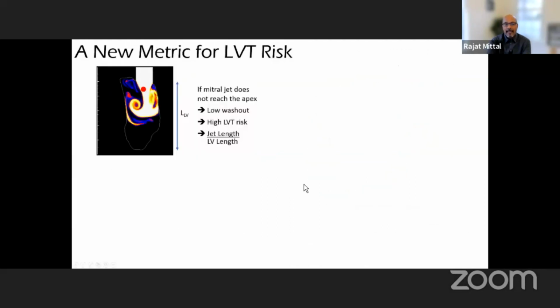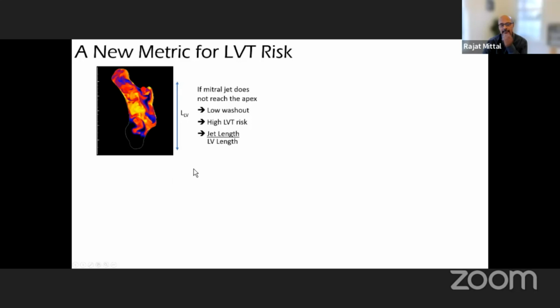So based on these simulations, we were able to come up with a new metric. Basically the metric is as follows: you notice that in this particular patient, the jet that's coming in does not reach the apex. So the apex actually has a lot of stagnant flow in this case. If this was a healthy heart, this jet would reach all the way to the apex and it would clean out the apex and create a lot of mixing and a lot of sweeping kind of flow that would remove and wash out the fluid from the apex.